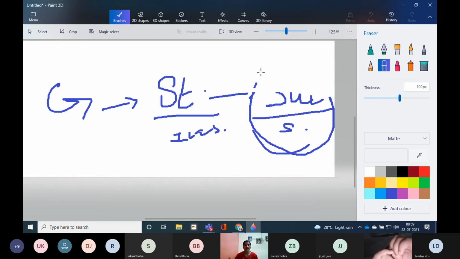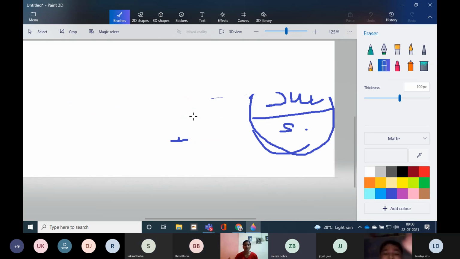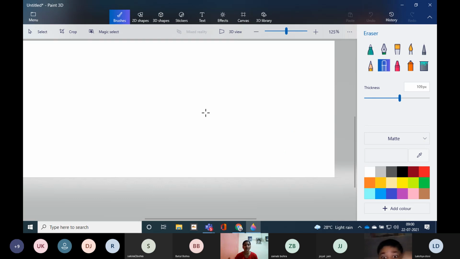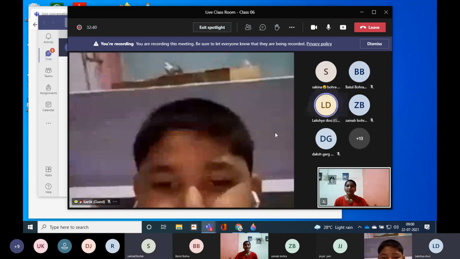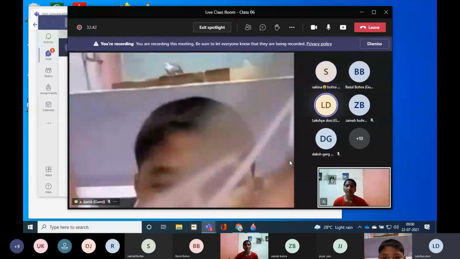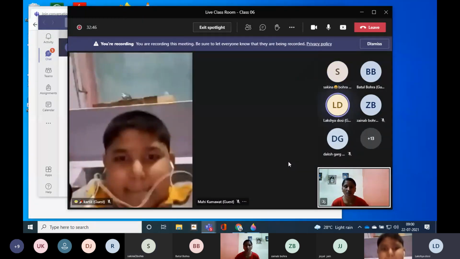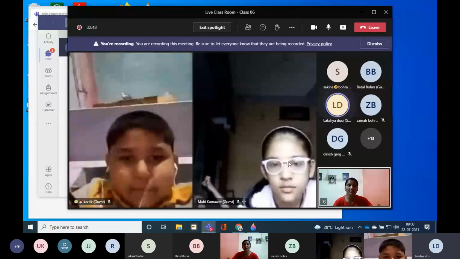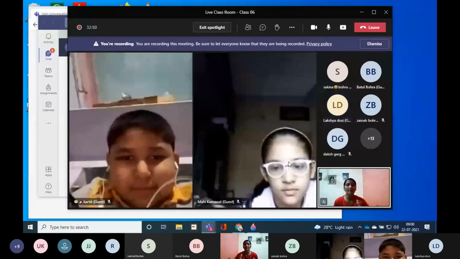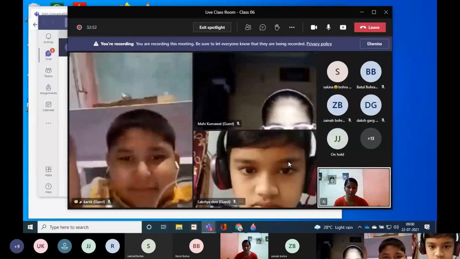So can you tell me what is the answer if you are asked what is transported inside the plant body? Glucose is transported in the form of what? What do you have to write? Sucrose, right? Sucrose is transported inside the plant body. Why? Because it is a soluble molecule.